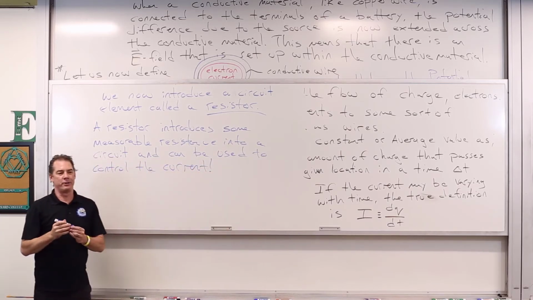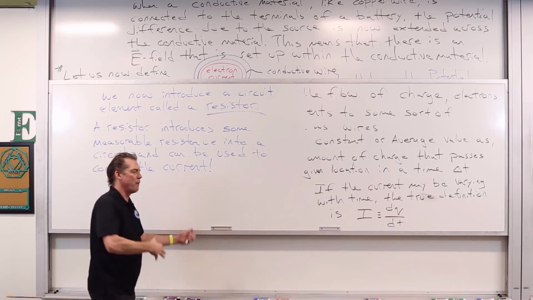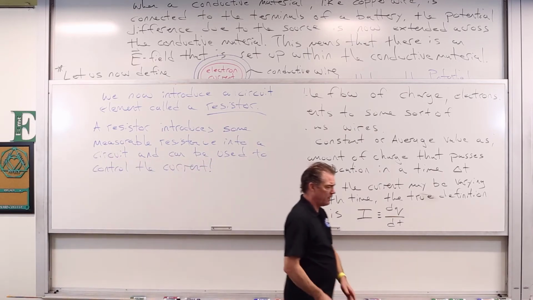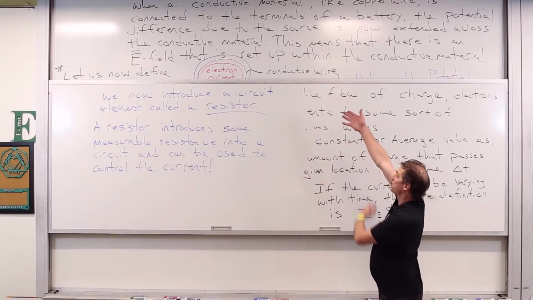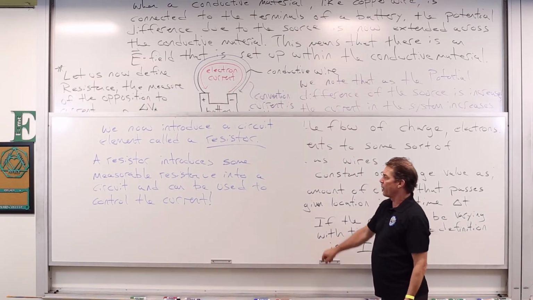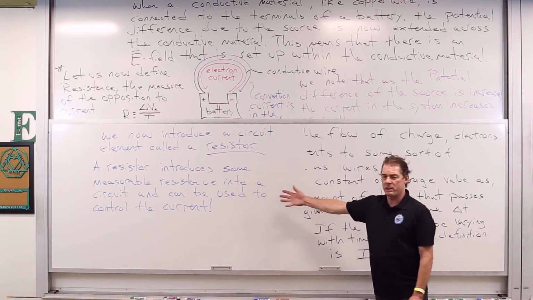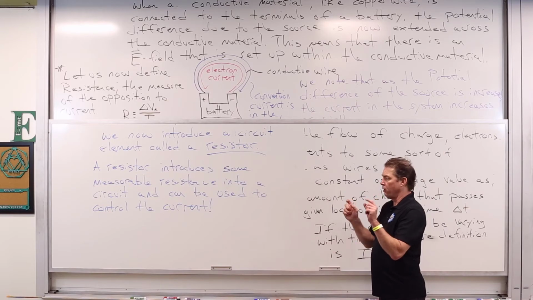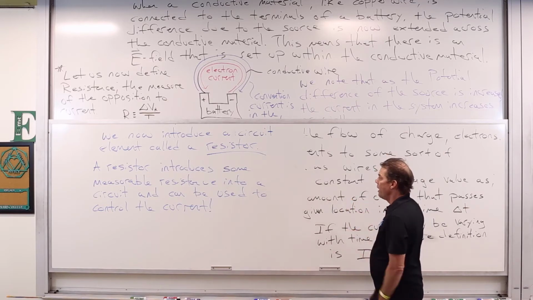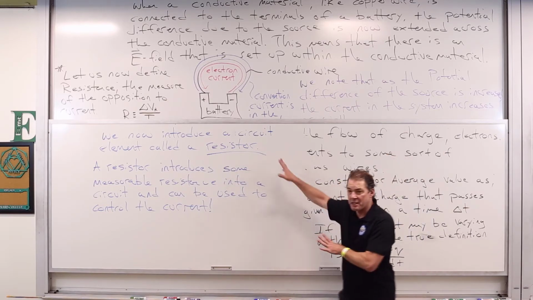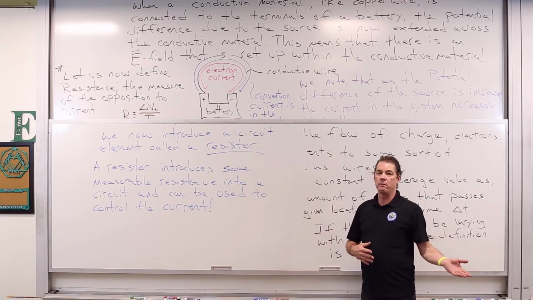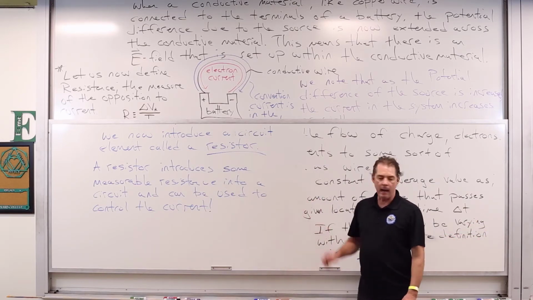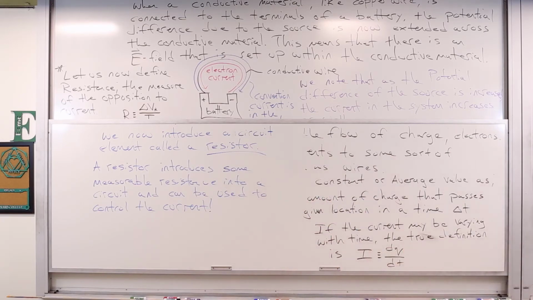That's what we want to be able to do. We want to be able to dictate how much current is in what section of a circuit, given that we hook it up to a certain source potential. How do we do that? Well, we introduce resistors, which are just little circuit elements that are made of some conductive material that have a certain amount of resistance that then control the current. All right, give me 1 second.